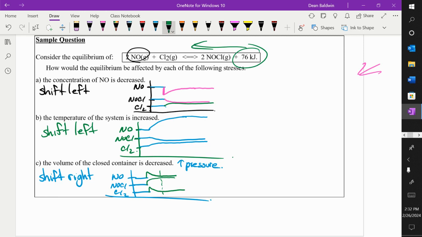All I care about is you can tell me which way it shifts, and what will increase and what will decrease. And I'm looking for the spikes too. Okay? So which way does it go if you increase the pressure? Side with the least amount of gas molecules. What if you increase the volume? It's going to go to the side with more gas molecules because that's decreasing the pressure.